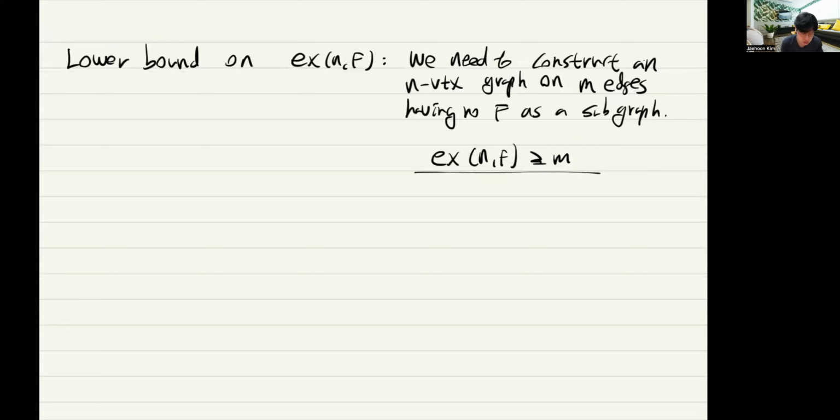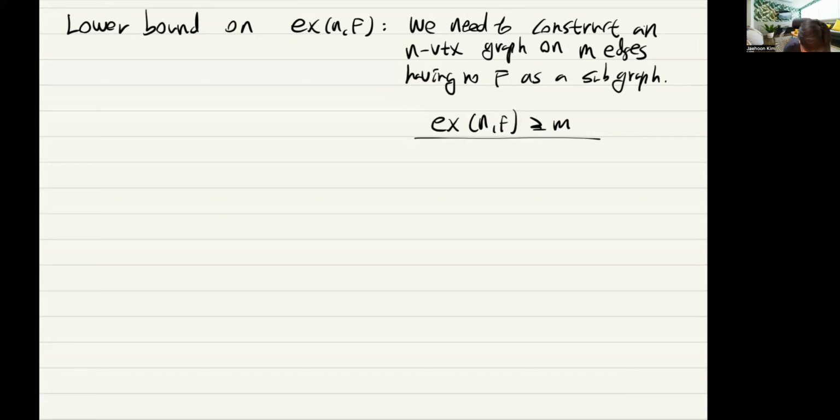So there are some techniques to obtain a lower bound on the extremal number, and this technique is very dependent on the specific F that we take. There are two different approaches. One is the probabilistic approach, the other is the algebraic approach. So let's consider the probabilistic approach first.